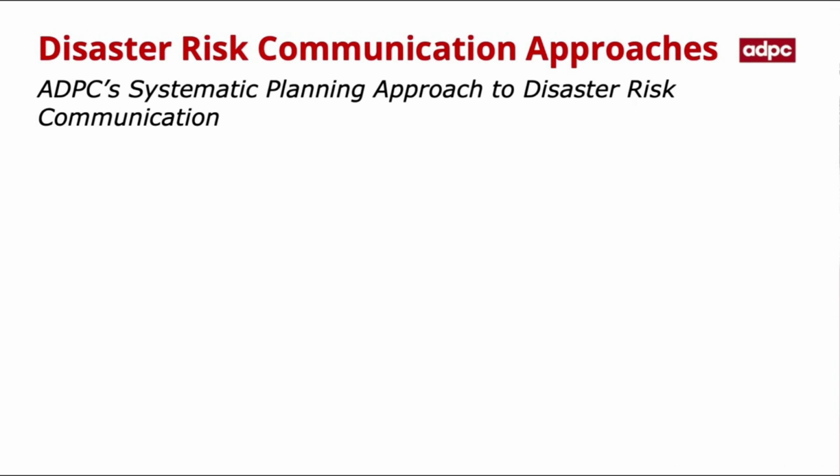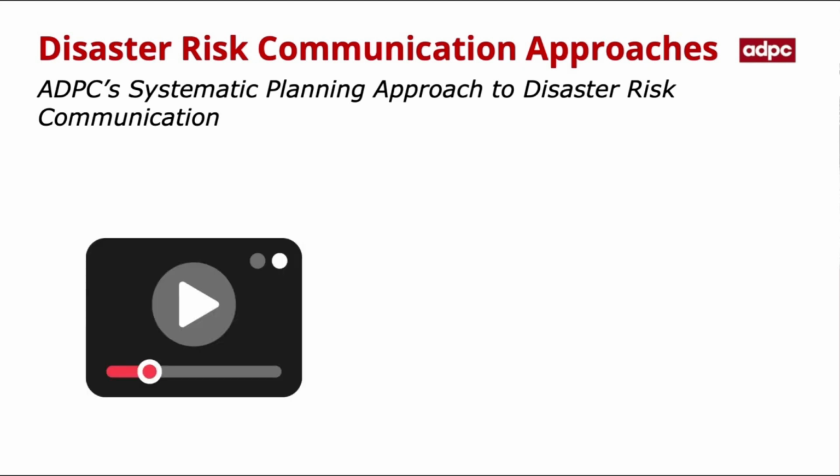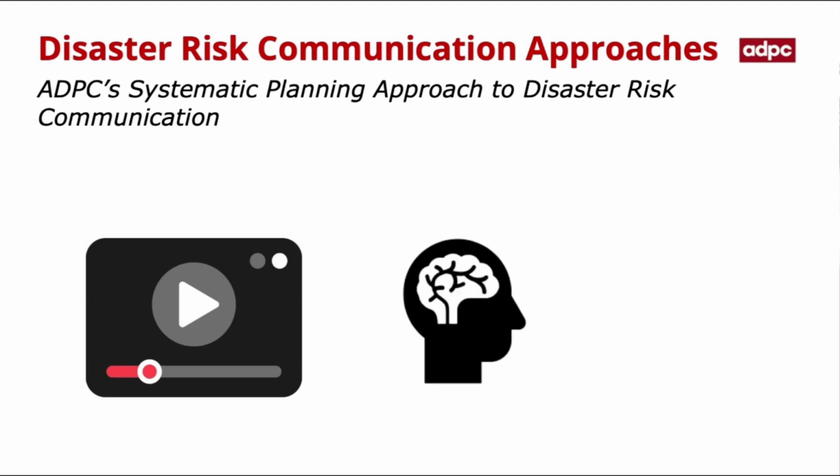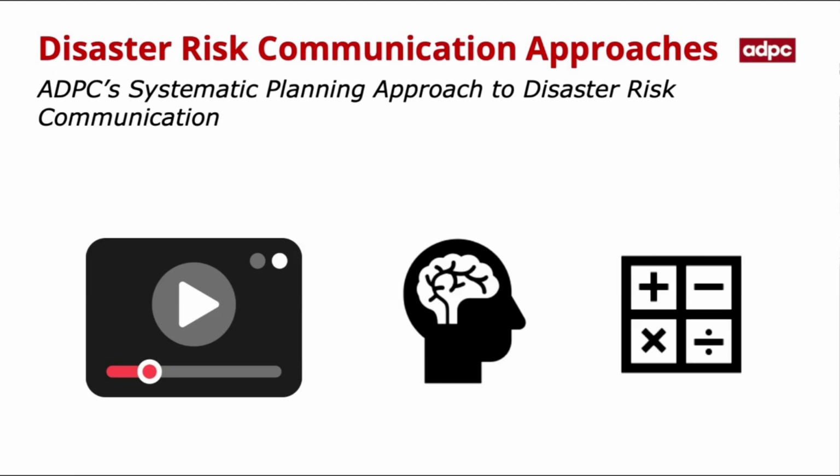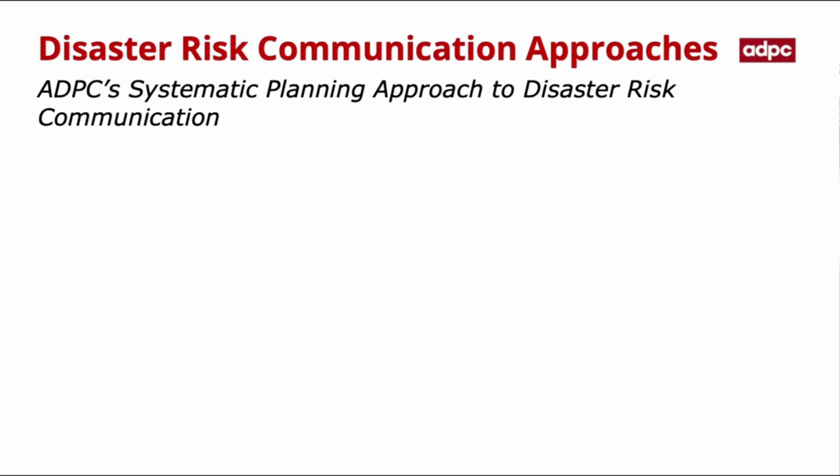Now, let's look at some of the risk communication approaches. So the first one we will be looking at is ADPC's systematic planning approach to disaster risk communication. This approach is built on the idea that risk communication should be based on the systematic planning of information sharing, social perceptions, and scientific research to prevent, solve, or mitigate risks with customized risk messages for specific target groups. It consists of 7 steps.